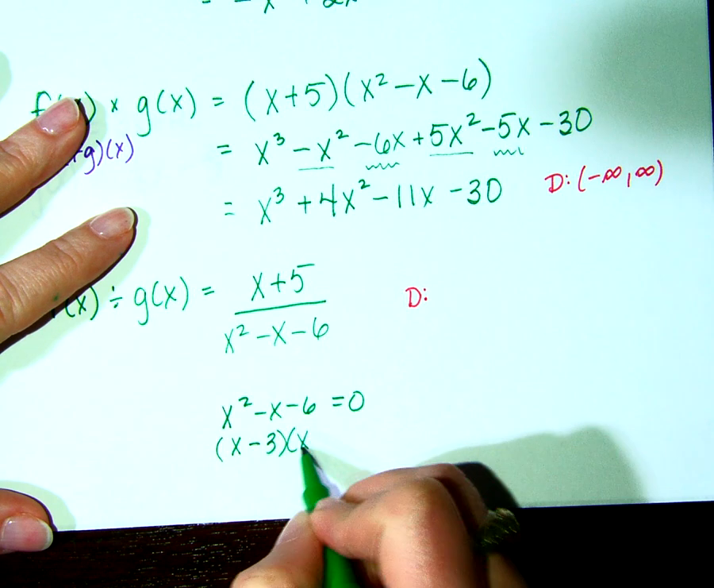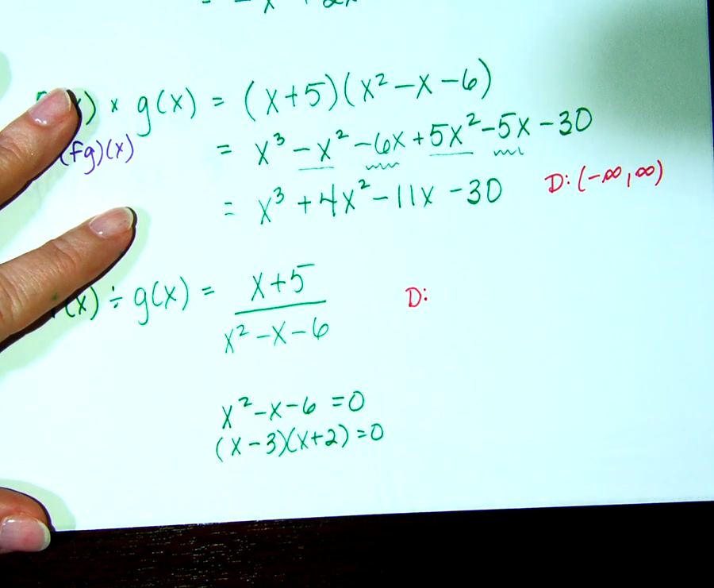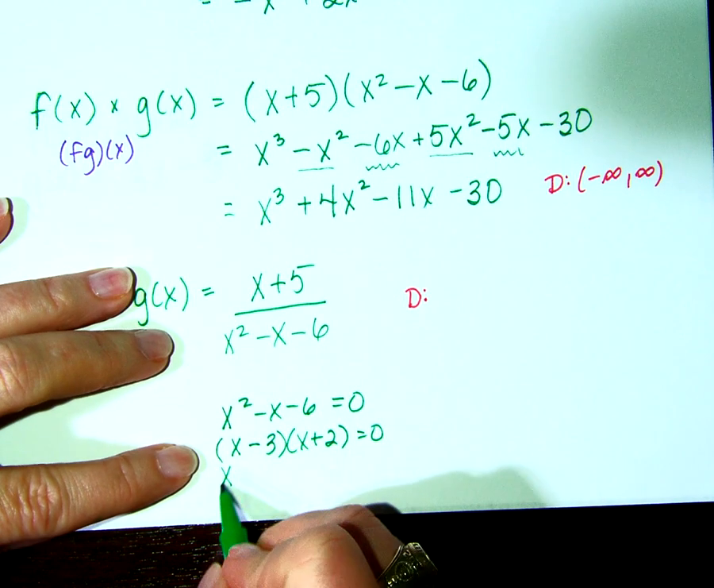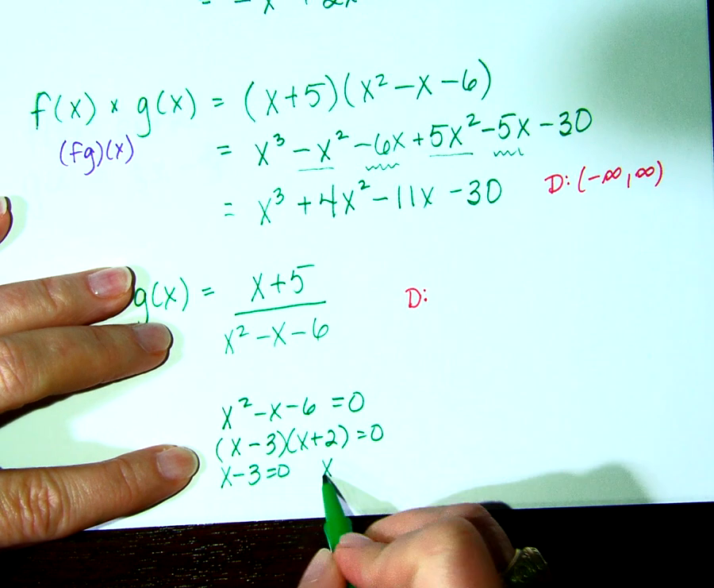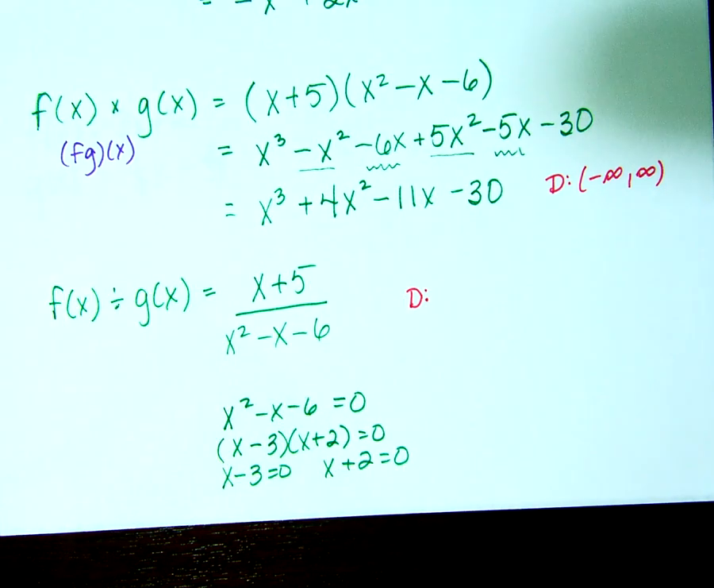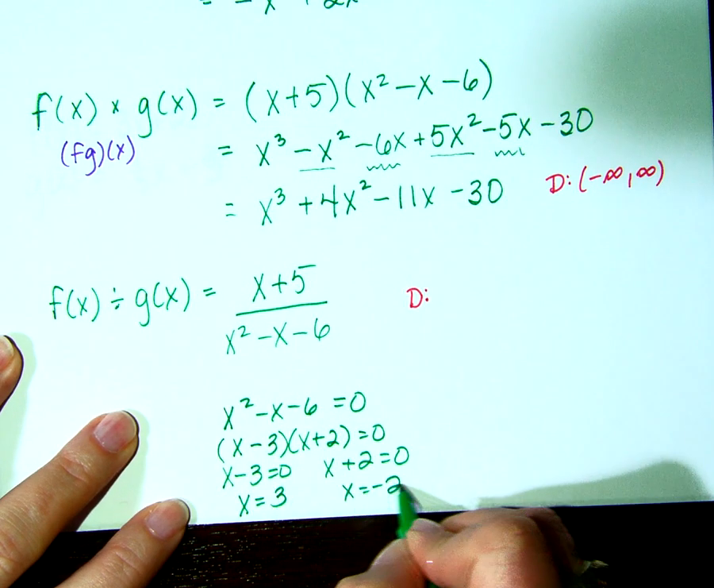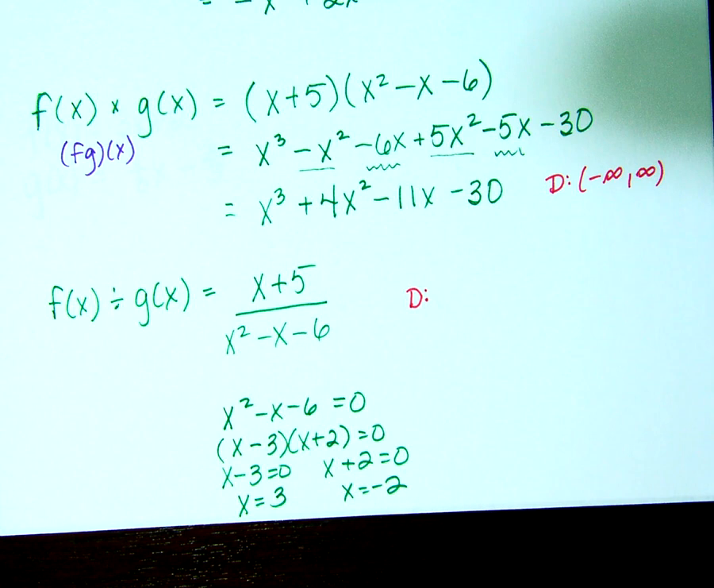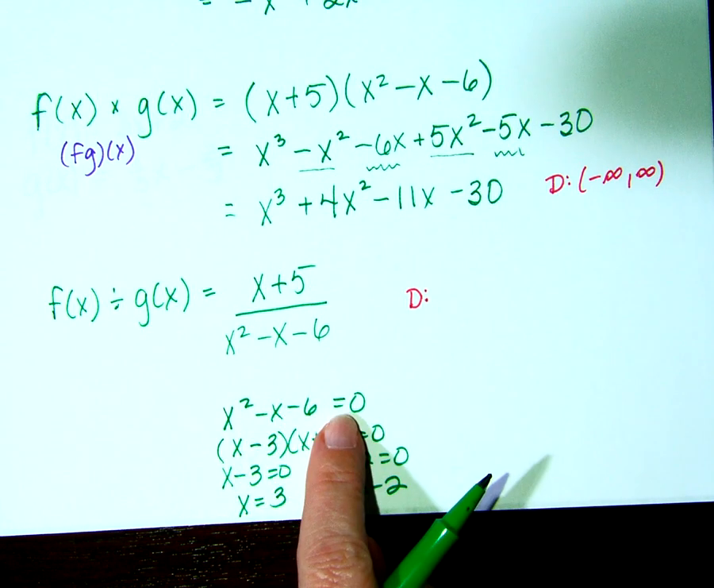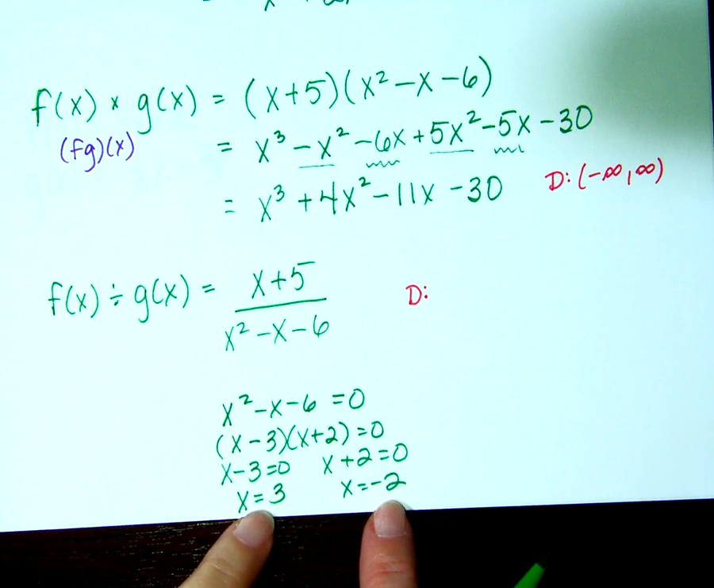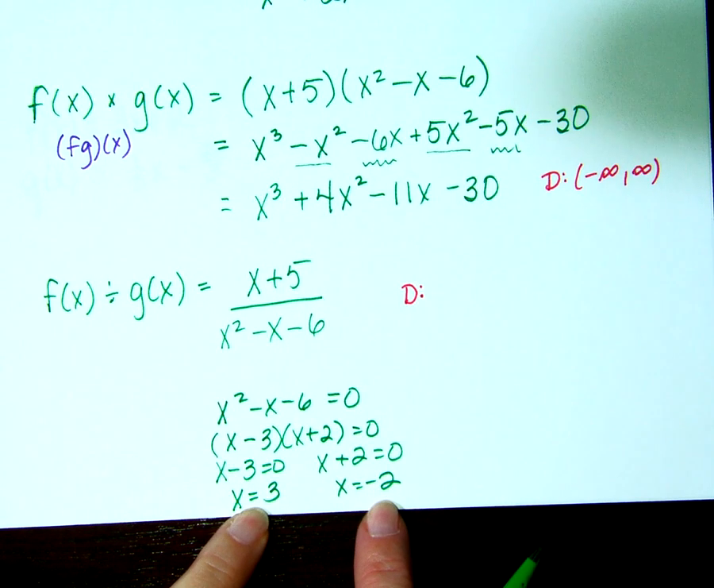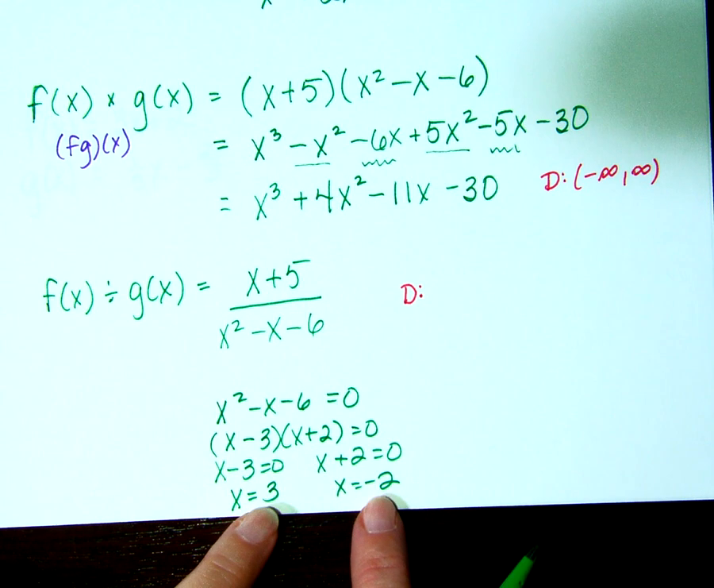Negative 3 and positive 2, excellent. So what's x minus 3 equals 0, and then x plus 2 equals 0? Our zero product property, remember that? So what does x equal then? 3 and -2. So what I just found by setting the denominator equal to 0 is what my domain is not allowed to be. My domain can be anything but these two numbers.